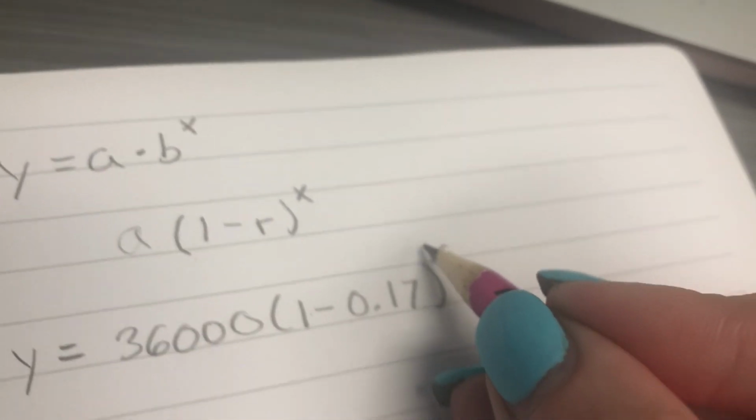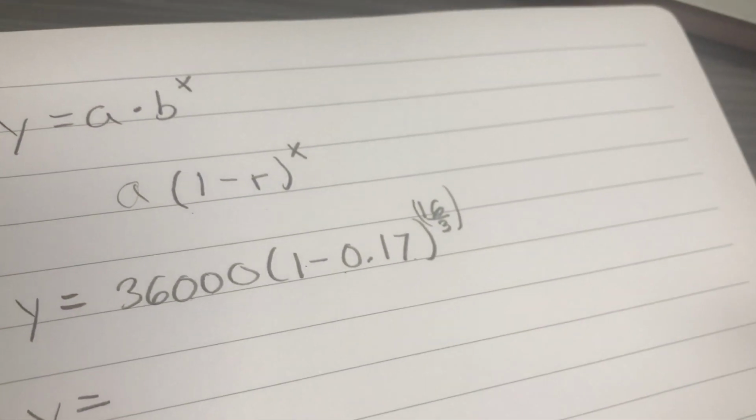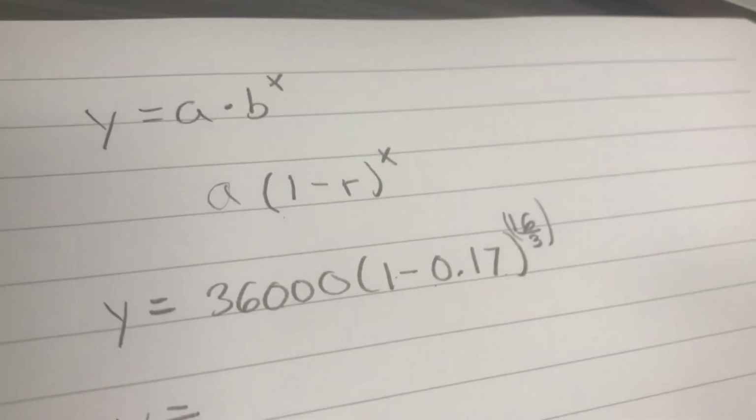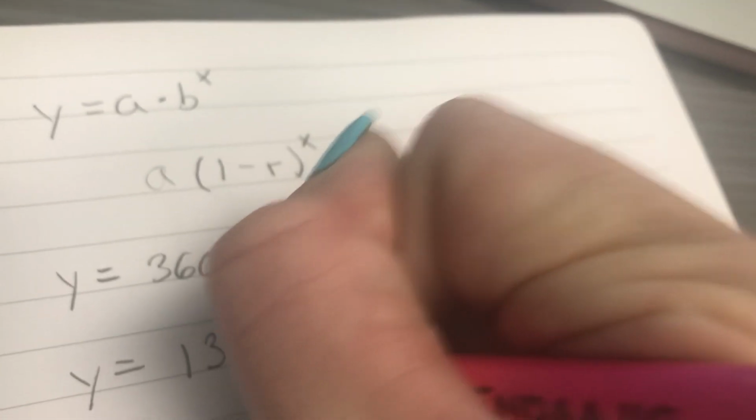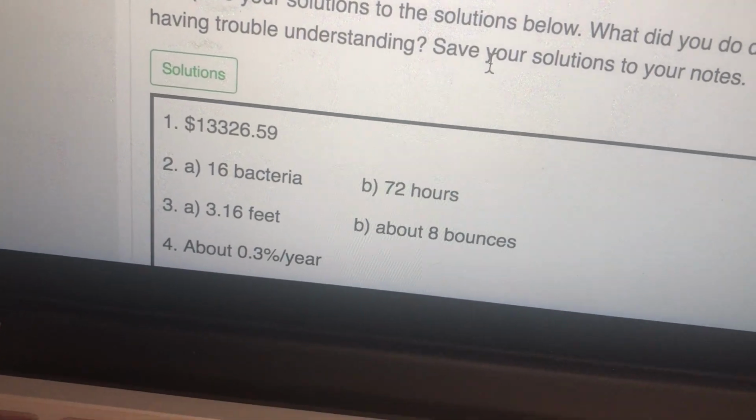Make sure when you're entering this in your calculator that you're putting those in brackets. And then times it by 36,000. We'll get that the car is worth 13,326.59, which, if you check on the solutions, is the answer for that.